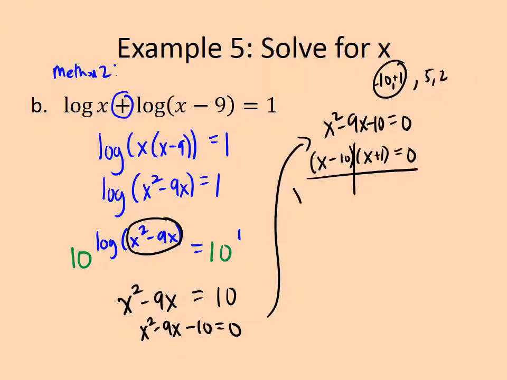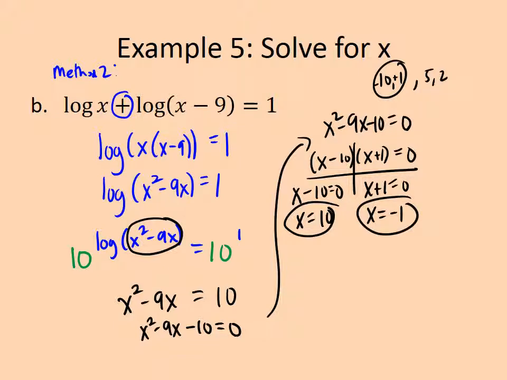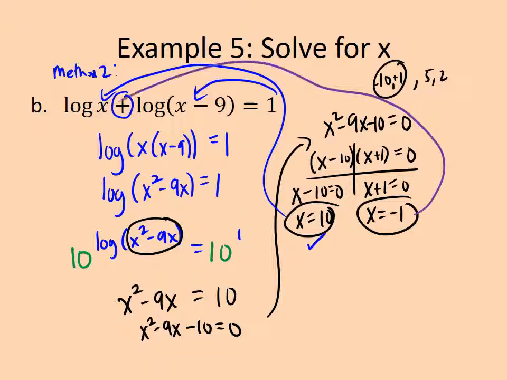We can tee it up. We have x minus 10 equals 0, which means x equals 10, or x plus 1 equals 0, x equals negative 1. Once again, this is a log equation, and with log equations, you must check to make sure the solutions work. So when we plug 10 back in, the log is positive, which is good. So 10 works. When we plug negative 1 back in, unfortunately, we end up with a negative log. We cannot have a negative log. So negative 1 is an extraneous solution. Our only solution is x equals 10.